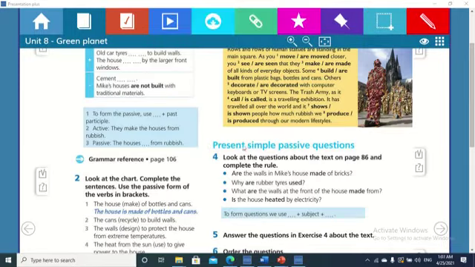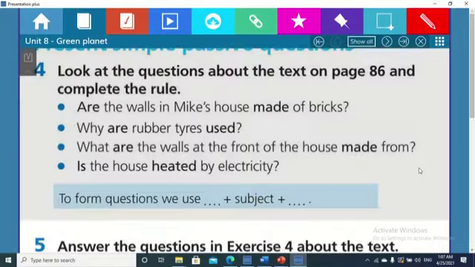Okay, what about present simple passive questions? Of course, we said that questions are just like passive sentences. We have a different order. Instead of starting from the object or the new subject, which is the older object, we start with verb to be, is, are. So look at the questions about the text on page 86 and complete the rule.